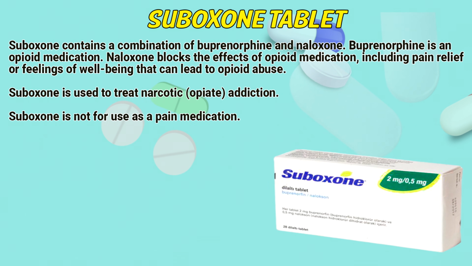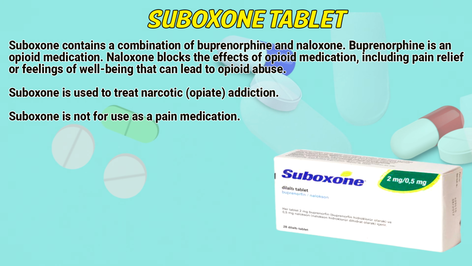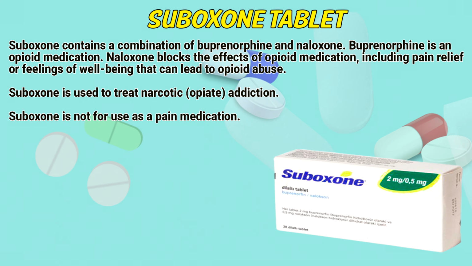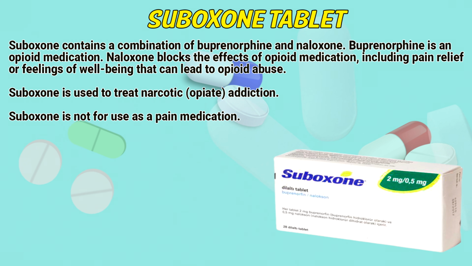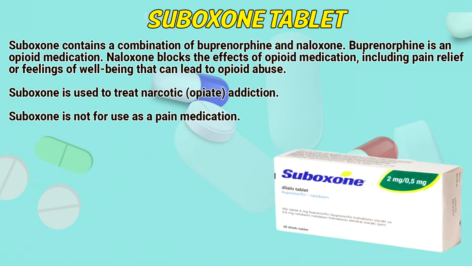Suboxone contains a combination of buprenorphine and naloxone. Buprenorphine is an opioid medication. Naloxone blocks the effect of opiate medication, including pain relief or feelings of well-being that can lead to opiate abuse. Suboxone is used to treat narcotic opiate addiction. Suboxone is not for use as a pain medication.